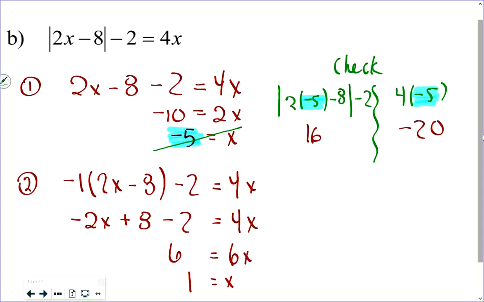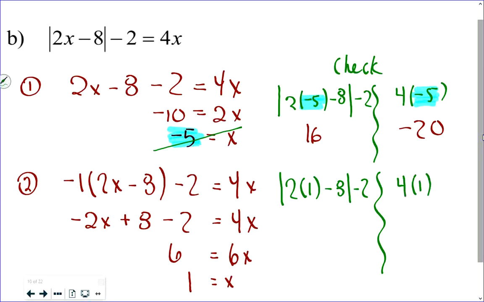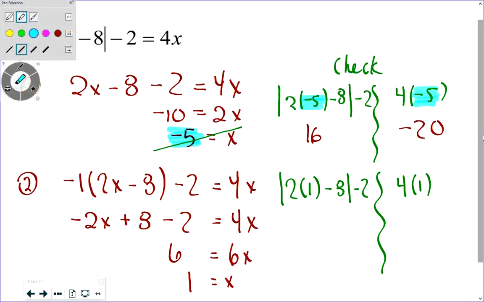Now what if we check with x equals 1? Well, we would have 2 times 1 minus the 8 in the absolute value and then minus 2. And on the other side we have 4 times 1. Again, what's happening, I don't think I need to do this, but every little bit might help some of you, is I'm just replacing the x's with the answer that I think x is.